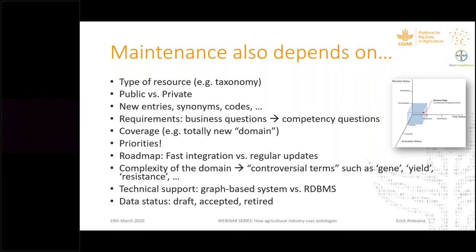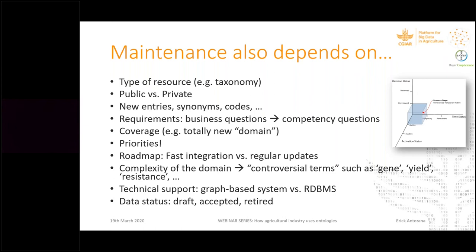Another important aspect is the coverage. Is this a totally new domain that we're talking about, or are there other people that already produce this kind of ontology or taxonomy? Of course, we need to discuss and review priorities, and draw a roadmap where we can see, for instance, whether we are going to have a fast integration, regular updates, or these kinds of things. For all of these, we have different processes. Depending on the complexity of the domain, we might end up with some controversial terms. I'm sure most of you also know that sometimes we can have discussions around one single term for days, weeks, etc.